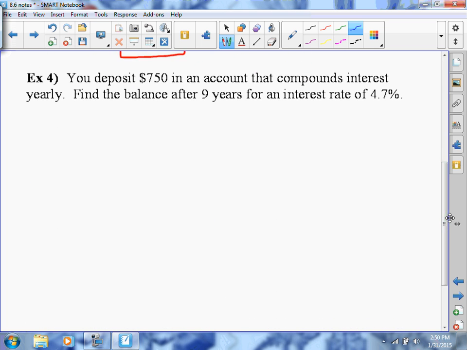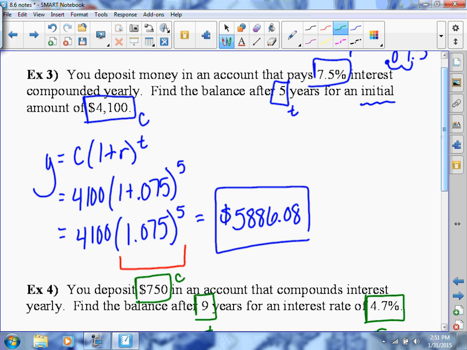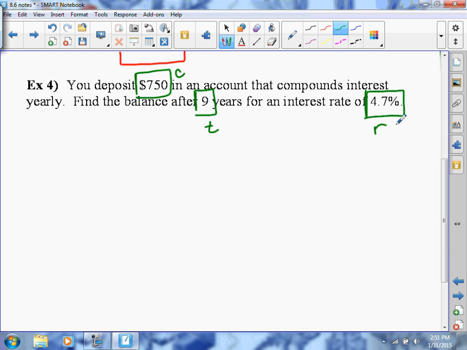All right, one last one. Example 4. You're depositing $750, so there again, that's your initial amount, into an account that compounds interest yearly. Find the balance after 9 years, so there's your time, for an interest rate of 4.7%. So now instead of telling you the interest rate right away, now they're telling you the money right away and the interest at the end.